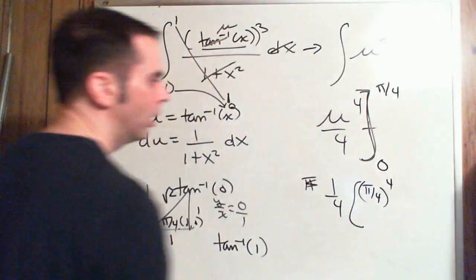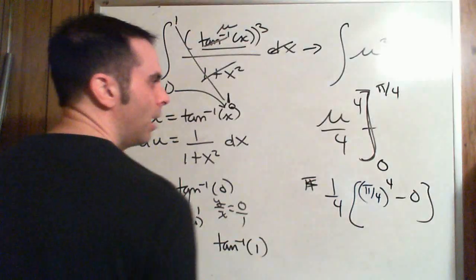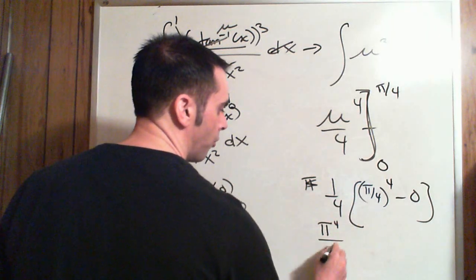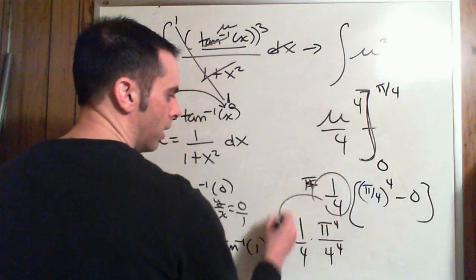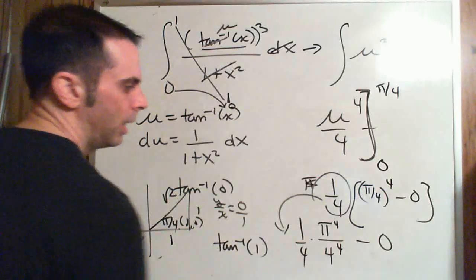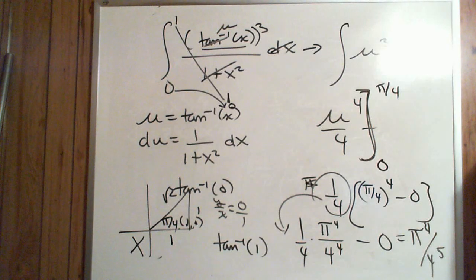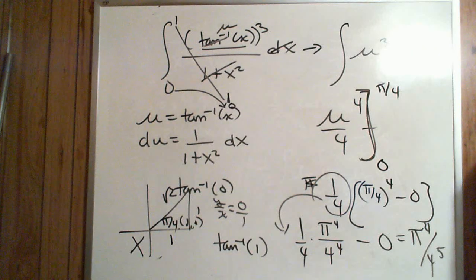to the 4th power minus 0. So that would then end up being pi to the 4th over 4 to the 4th times this 1/4 back here, minus 0. And that would just leave us pi to the 4th over 4 to the 5th. And we don't have to simplify that anymore. I think that's good enough. So again, this is a great way to find the value of the definite integral.